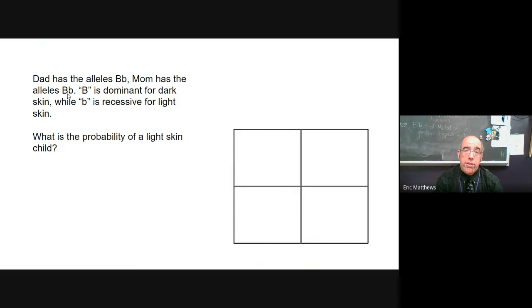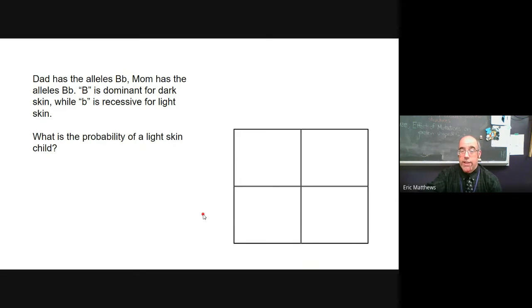We know that mom has dark skin. Why? She has a dominant allele for dark skin. If we were to set this up, we would take dad's two letters, and we would take the big B and put it over here. Then we would take the little b and put that over here. Then for mom, we take her big B, put it right here. Her little b, put it right there.